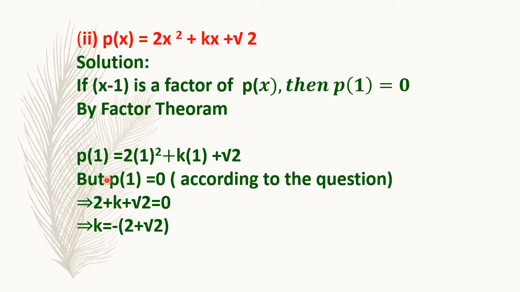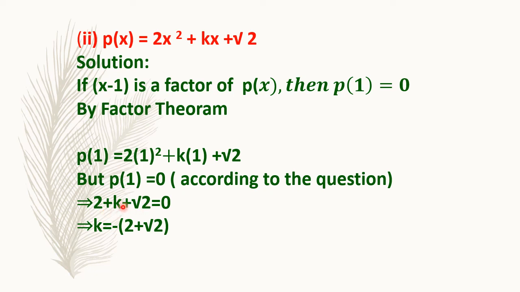Now you will put p of 1 is equal to, you will replace wherever you are finding x in the question, you will replace it with 1, as you can see over here. After replacing it with 1, you have to write that is equal to 0, because it is pre-decided. P of 1 is equal to 0. So here we are writing equal to 0. And then we are going to add these two numbers, 2 plus root 2.